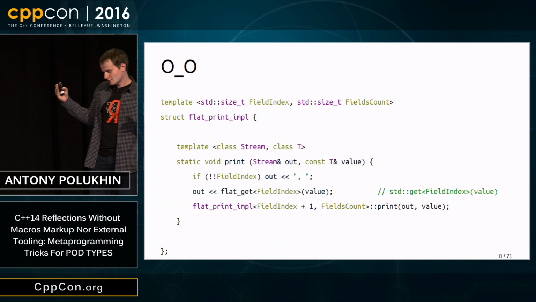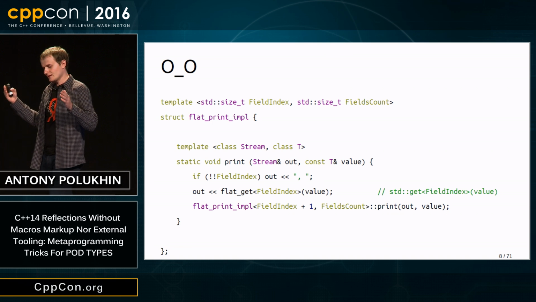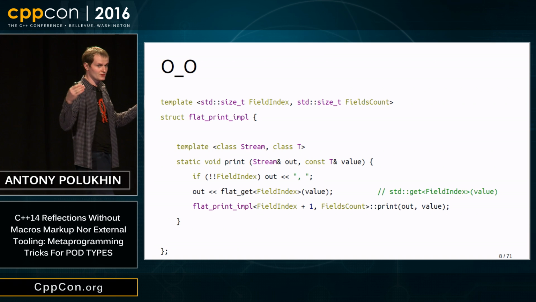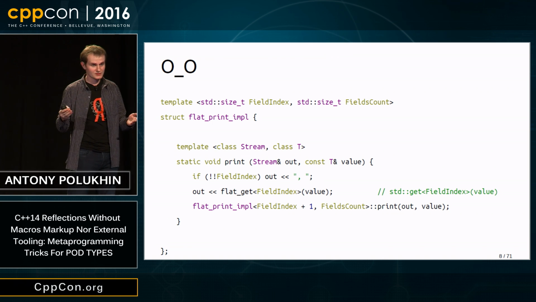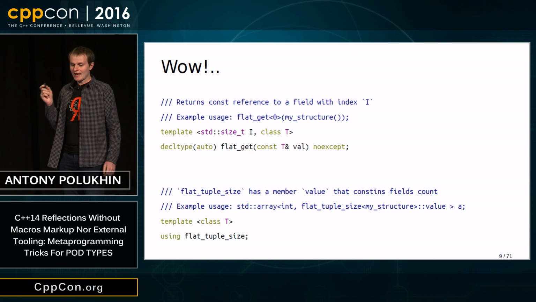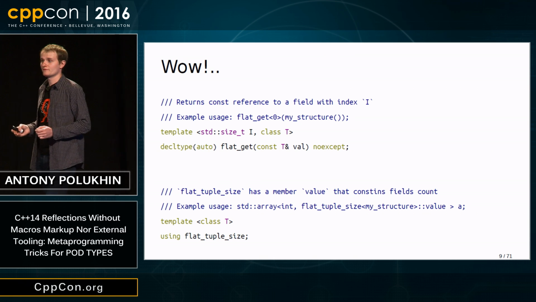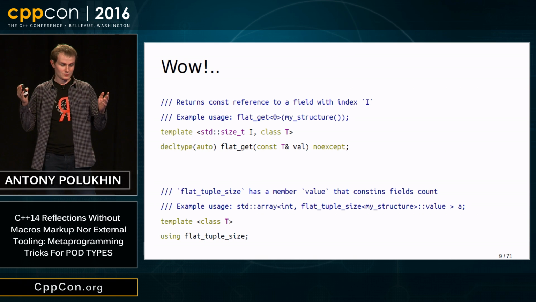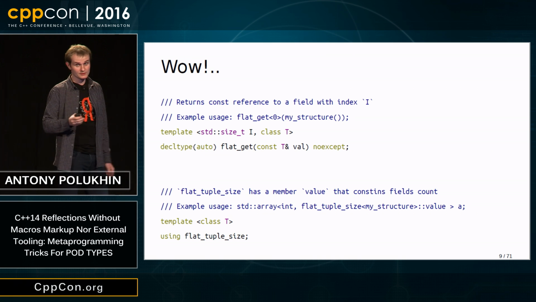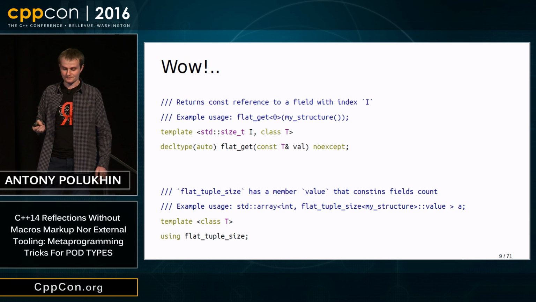So the ostream operator detects fields count in your user-provided structure, and then iterates over the fields of your structure, outputting fields one by one using the index of that field in your user-provided structure. Wow! How is that possible? And that's the theme of today's talk. We'll try to implement those functions. We'll implement function flat_get that returns a field from your structure by index. And we'll implement the flat_tuple_size function that returns elements count in your structure.